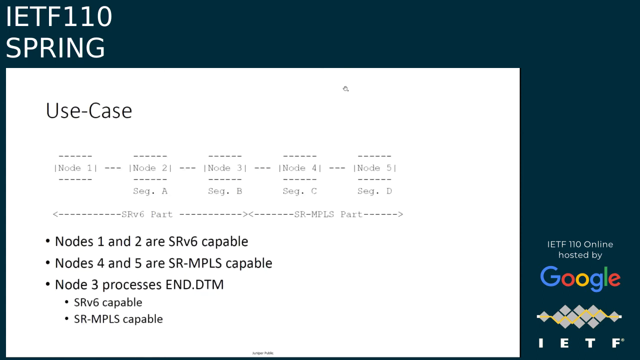Okay, here's a typical use case. We have an SR path that goes from node 1 to node 5. There's an SRv6 part that has nodes 1, 2, and 3 in it, and an SR-MPLS part that has nodes 4 and 5 in it. Node 3 is the one saddled with the task of translation. So node 3 has to be both SRv6 and SR-MPLS aware. Nodes 1 and 2 only need to be SRv6. Nodes 4 and 5 only need to be SR-MPLS. Next slide.